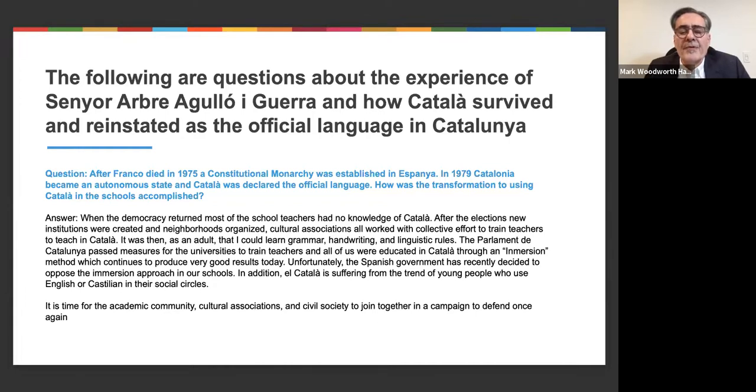Unfortunately, the Spanish judiciary has recently decided to oppose the immersion approach in our schools. In addition, Catalan is suffering from the trend of young people who use English or Castellà in their social circles. It is time for the academic community, cultural associations, and civil society to join together in a campaign to again defend the use of Catalan.